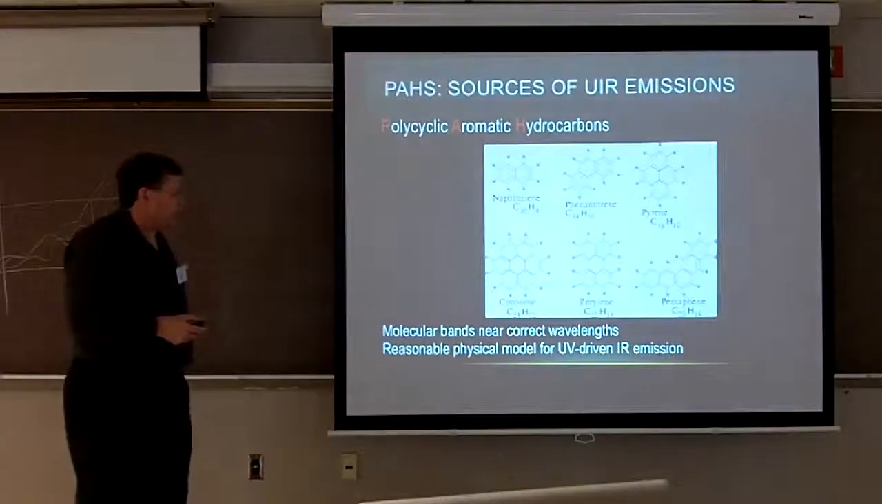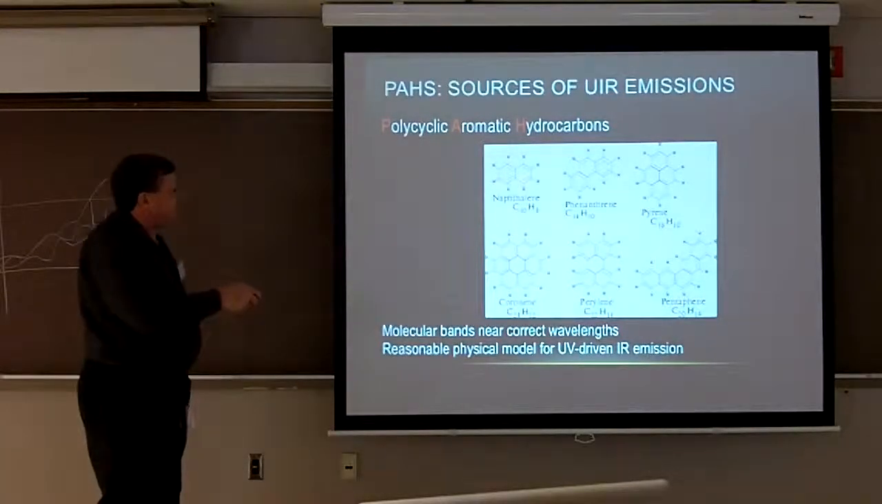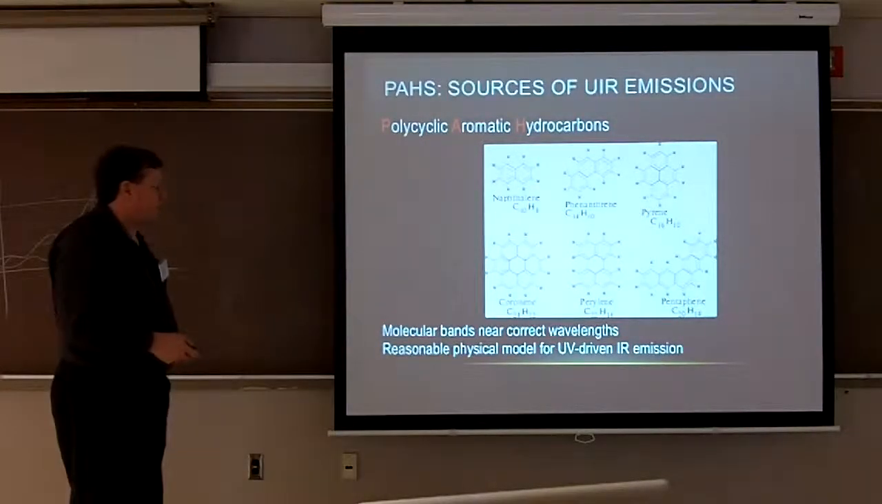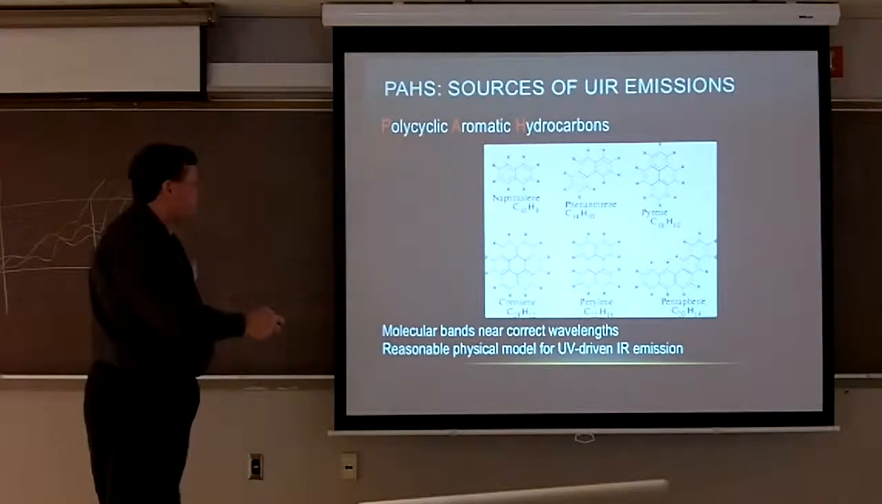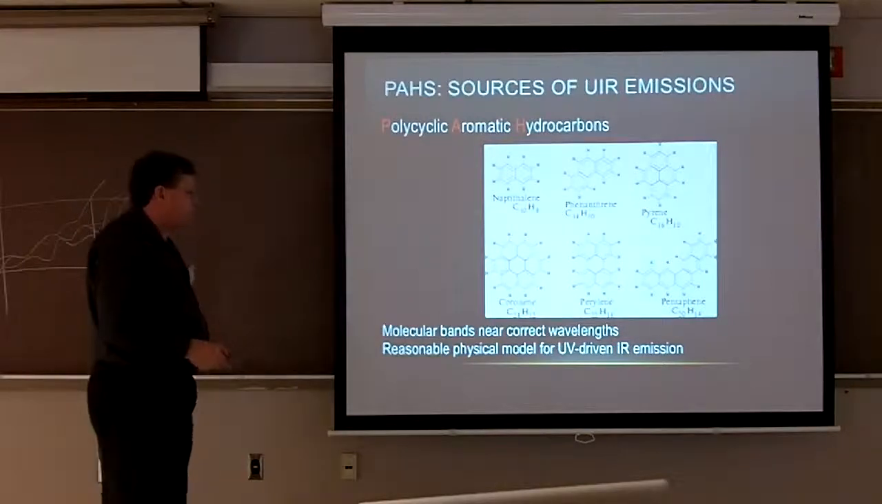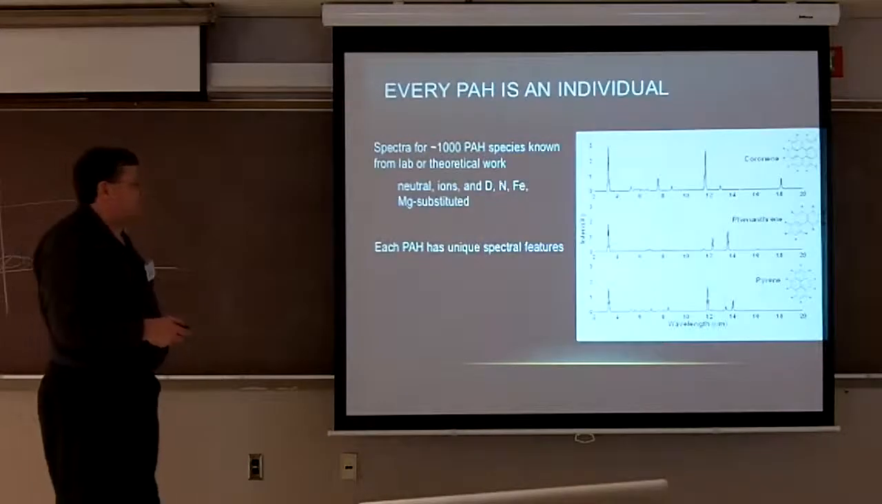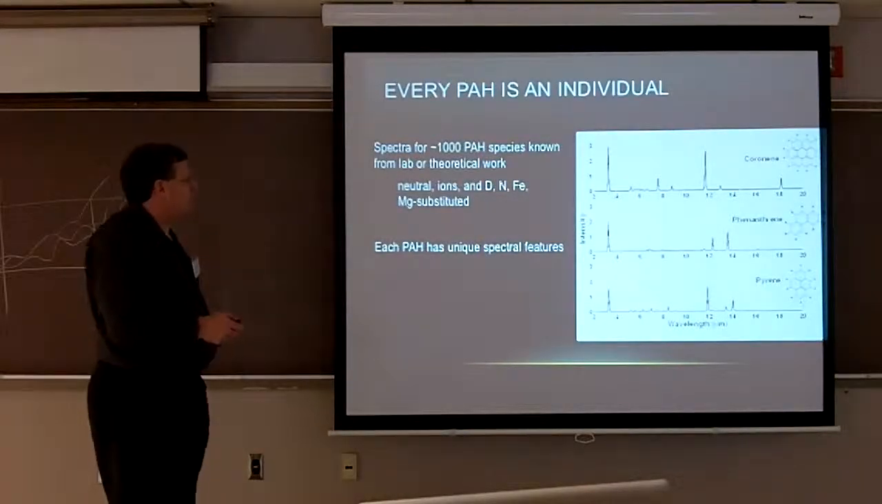This is what they look like. They're made of little benzene rings that kind of attach together to form these chicken wire type structures. So some of these are familiar. Naphthalene is what you have in your mothballs. So these are very common organic molecules.